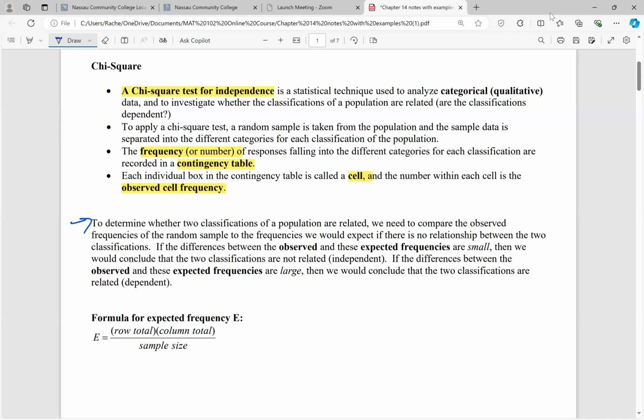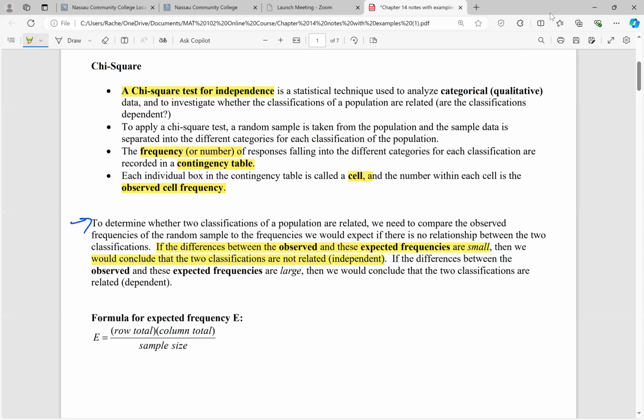So again, we're always going to start off by assuming that the two classifications are not related, that they're independent. So we have to look at the differences between what we actually observed and what we would expect, assuming independence. Now, if these differences are small, then we would conclude that the two classifications are not related, that they're independent, because there would really not be much of a difference. And we're assuming independence going into it.